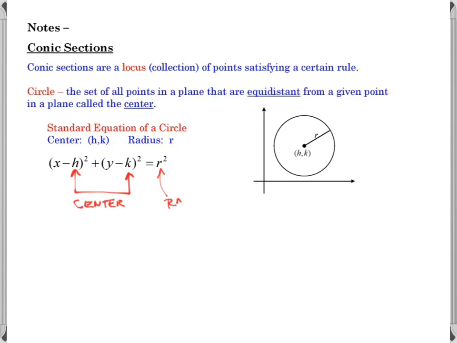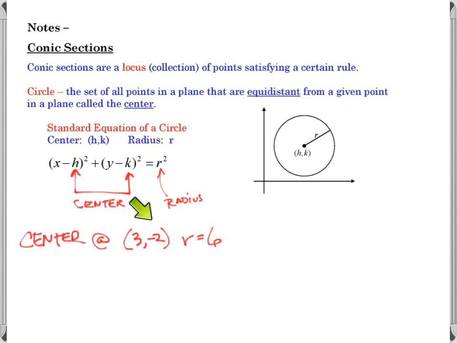Alright, so we're going to begin by talking about our conic sections, and one of our conic sections is the equation of a circle. And this is our general form for the equation of a circle. You can see (x minus h) squared plus (y minus k) squared equals our radius squared. And so the key component is that we are subtracting those values.